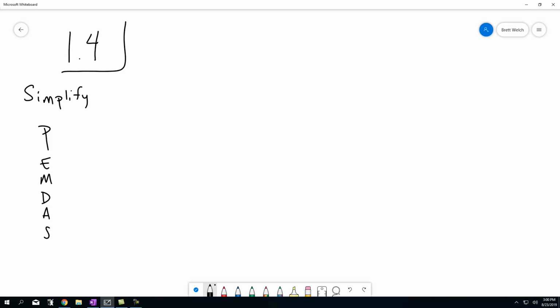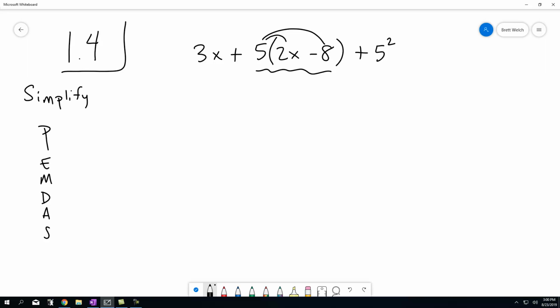So let's take an example like 3x plus 5 times (2x minus 8) plus 5 squared. If I were to simplify this, I would start with any parentheses. Right here I see some parentheses. Inside those parentheses I can't do the 2x minus 8, because they're not like terms. But I can certainly do the distribution here, because that's what my parentheses would ask me to do.